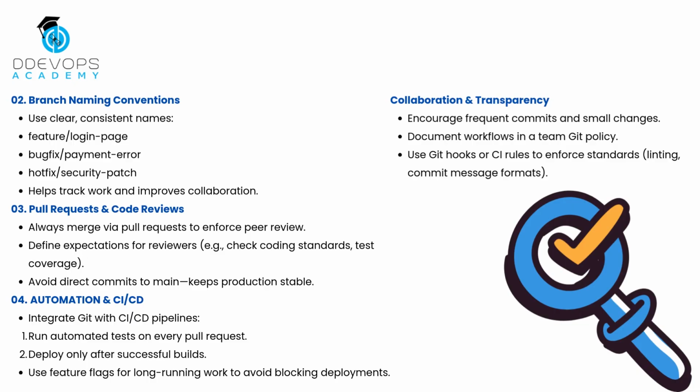Integrate Git with CI/CD pipelines. Run automated tests on every pull request and deploy only after successful builds. Use feature flags to avoid blocking releases. And finally, foster collaboration. Commit often, document your Git policy, and enforce standards with hooks or CI rules. These habits build reliable, scalable teams.